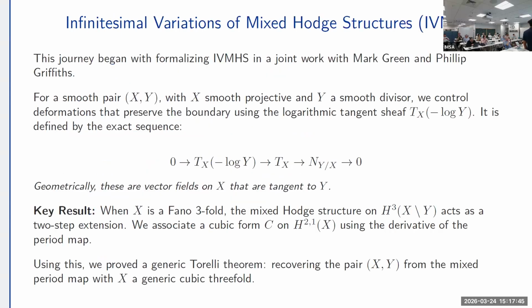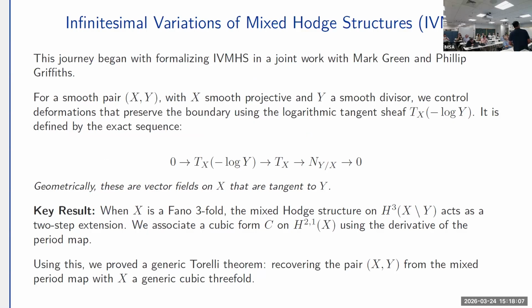Okay, so let me start. We tried to formalize infinitesimal variation of mixed Hodge structure. I won't give the definition here. We work in the simplest case. So we consider X to be smooth projective and Y a smooth divisor, just like that.